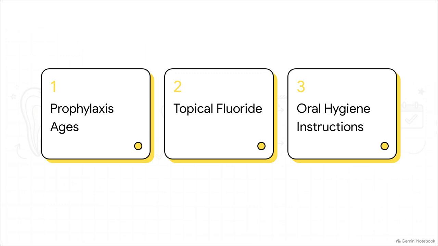Here is a quick look at our agenda. In this explainer, we're going to build a clear mental map of 3 key areas. First up, the prophylaxis and its strict age guidelines. Second, topical fluoride modalities. And third, the exact documentation you need for oral hygiene instructions.